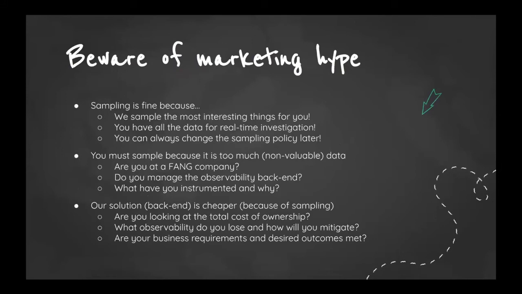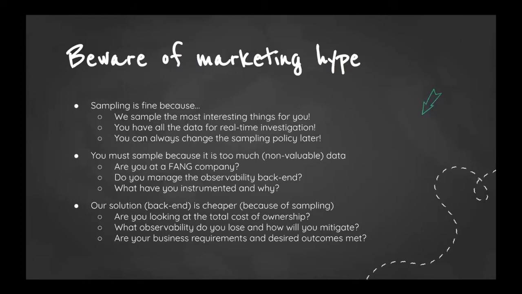Or, we're going to get all the most interesting things for you. How do I know? How do I trust and verify that? How do I tweak that? What if I need something else that I think is interesting? Is that okay? Again, it comes down to business requirements. Another one is that you have to sample because it's just too much data. A lot of this comes out of the Dapper paper that came from Google, but one of the things you should ask is, am I working at a FANG company where there is just so much data that I absolutely have to do something about it? Most of us are not in that category. And even at millions of spans per second, it's not as much of a problem as you might think.